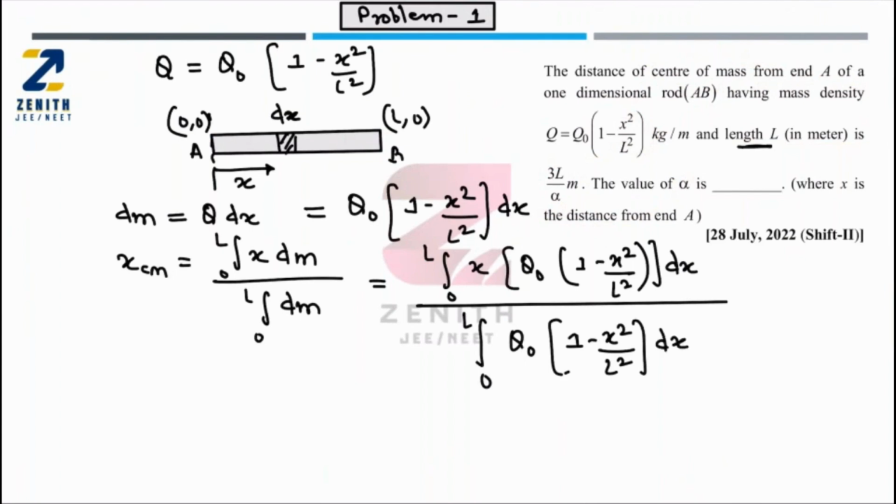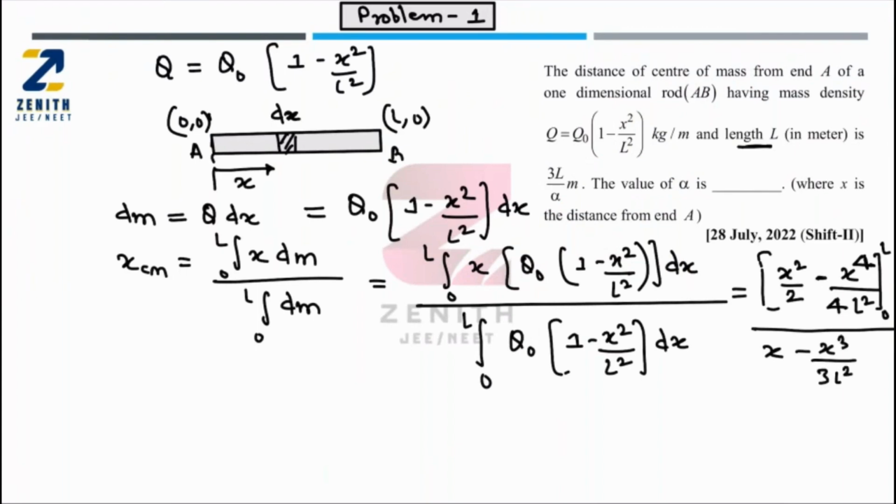So you only have to integrate. Very, very simple. The q naught will cancel out because it is a constant. So the integration of x dx is x square by 2, with the upper and lower limits already given. If you simplify, this is x square by 2, and now x times x square is x cube, whose integration is x to the power of 4 divided by 4, with L square, varying from 0 to L. What is the denominator? x minus x cube by 3 L square, since the integration of x square dx is x cube by 3, varying from 0 to L.